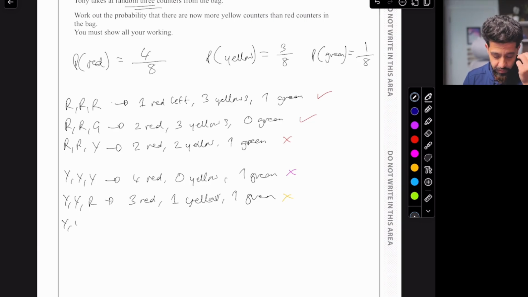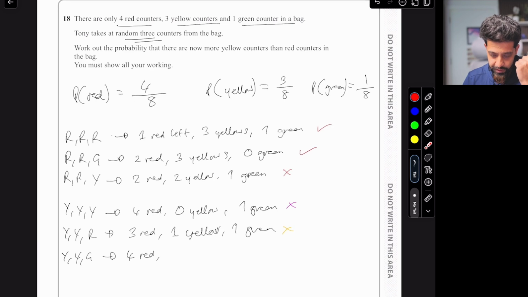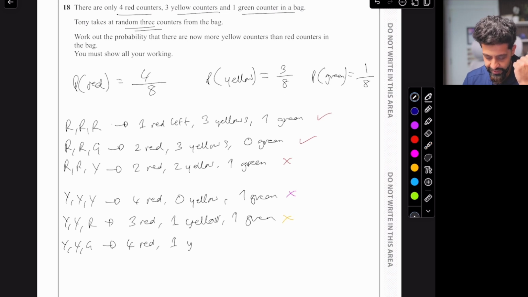Next, we have yellow, but let's say the last one is a green. So what do we have left in the bag? Reds have been untouched, so we have 4 reds. 2 yellows have gone here, so 2 from the 3 yellows that you had, therefore 1 yellow. Again, we don't even need to look at it anymore, and the green's 0. We know that there's not more yellows than greens, so we don't want that. So that's the yellow choices, isn't it?